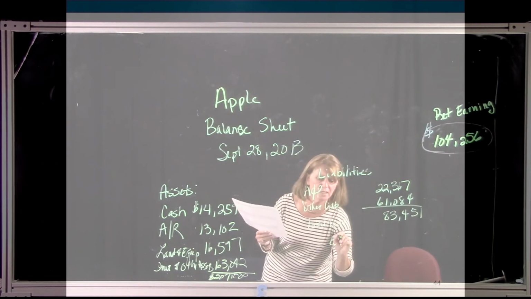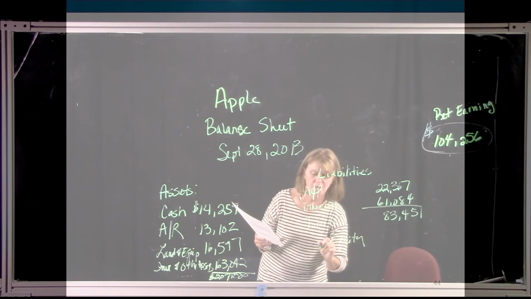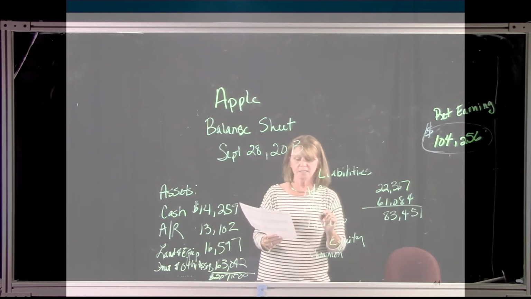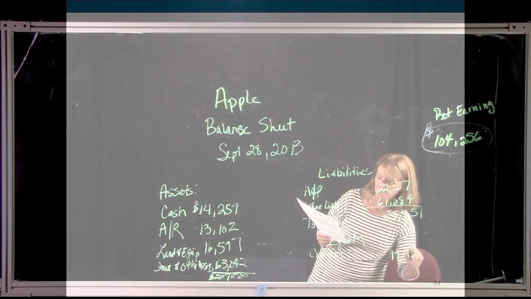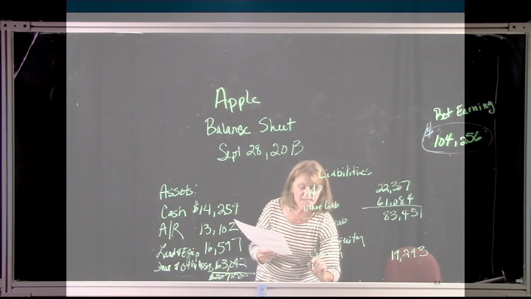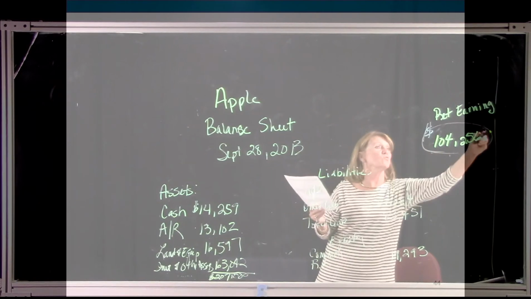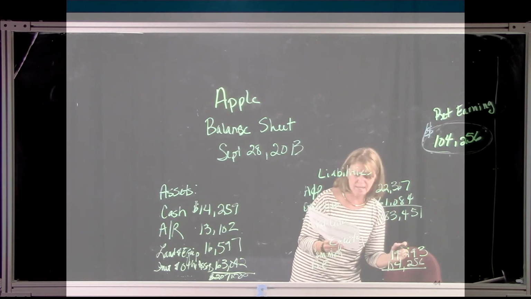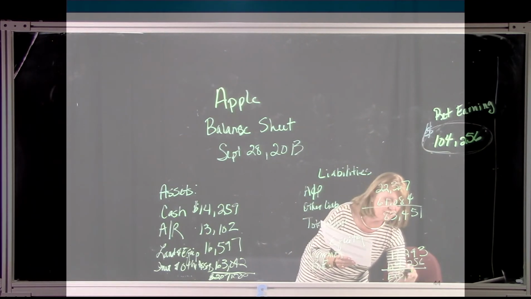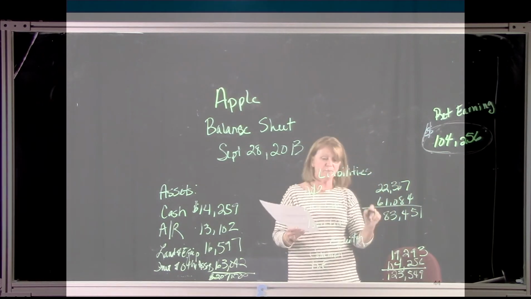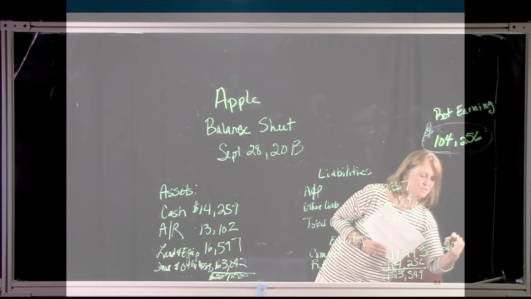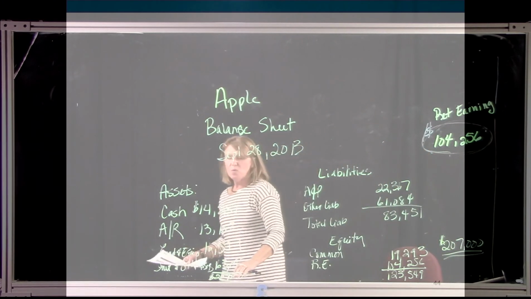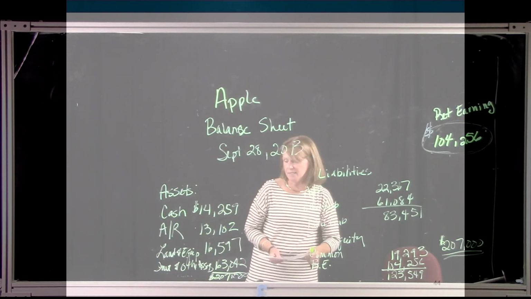Now our owner's equity, our common stock, which came from that prior PowerPoint, is $19,293. And our retained earnings is this number right here, $104,256, making our total equity $123,549 for a total liability and owner's equity of $207. So once again, we end up with our assets equaling our liabilities plus owner's equity.